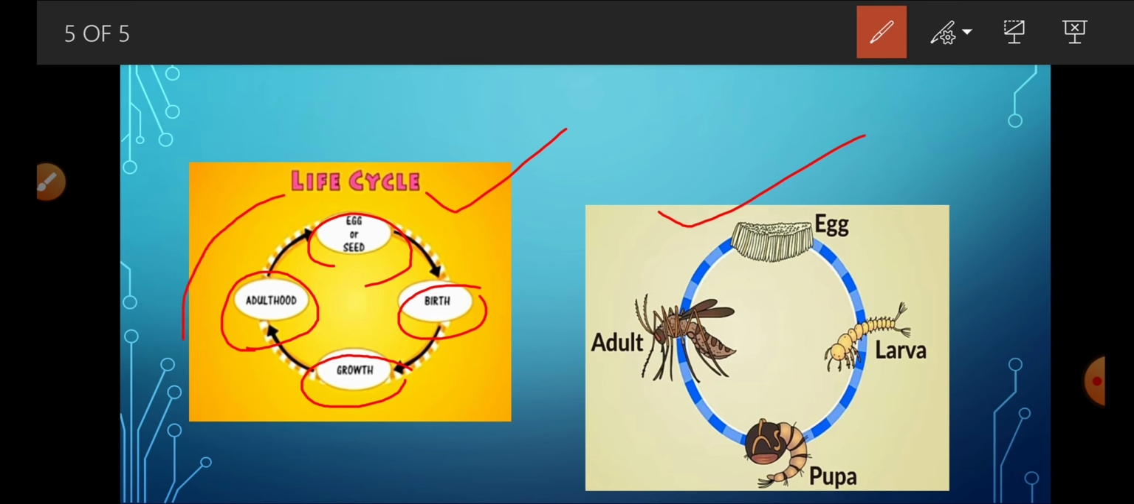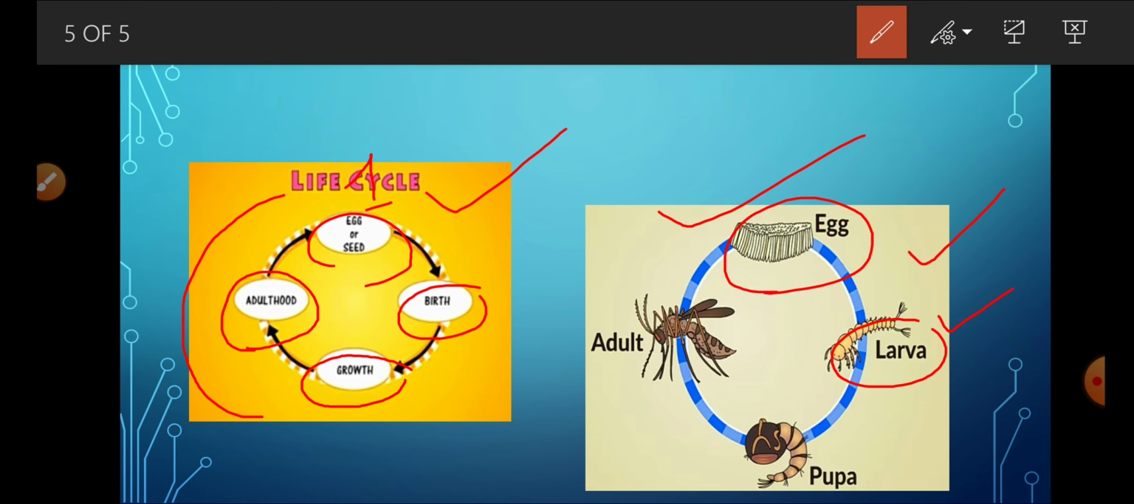In this life cycle, the first step is egg or seed. Same here in this image, the first step is eggs given by the mosquito. This is the shape of the eggs. Then the eggs develop in the second step, larva. Okay, this is the second step of the life cycle of a mosquito.